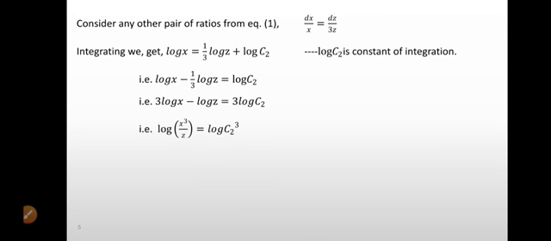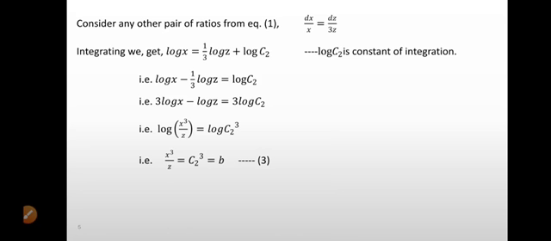Multiplying both the sides by 3, we get 3 log x minus log z equal to 3 log c2. Applying laws of logarithm, we get log of x cube by z equal to log of c2 cube. Taking antilog on both the sides, we get x cube by z equal to c2 cube equal to some constant b. So in this way we have obtained two solutions from the given three ratios which are written in equation 1.